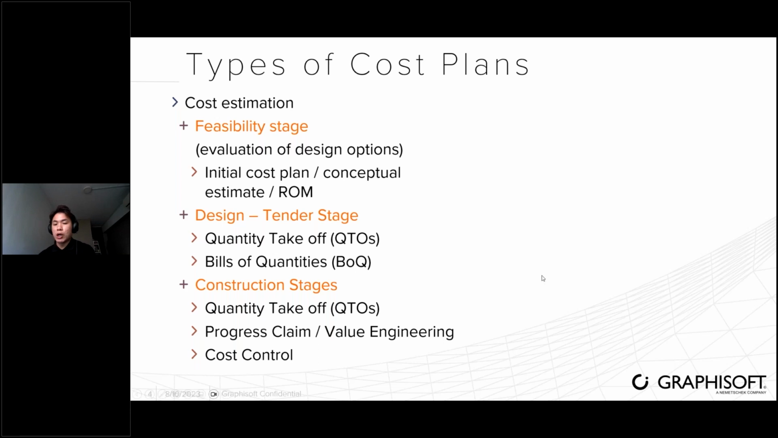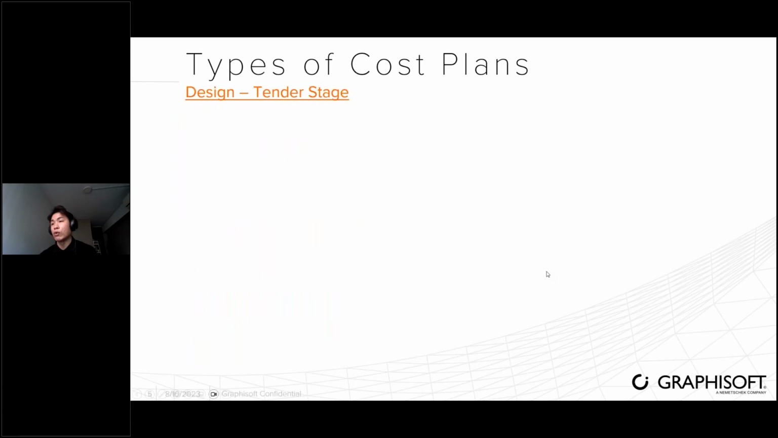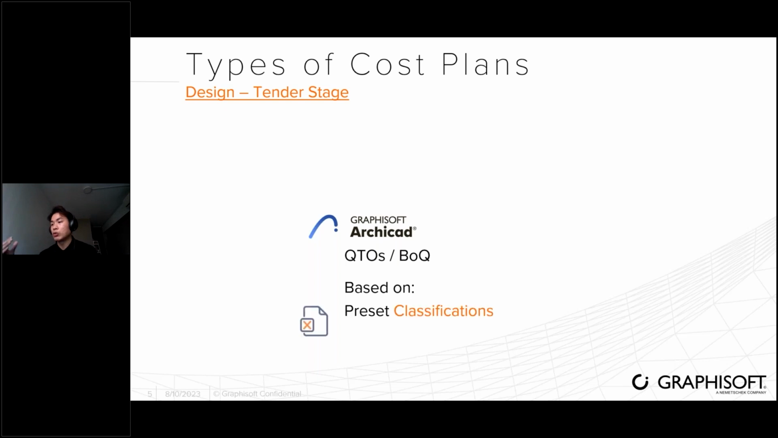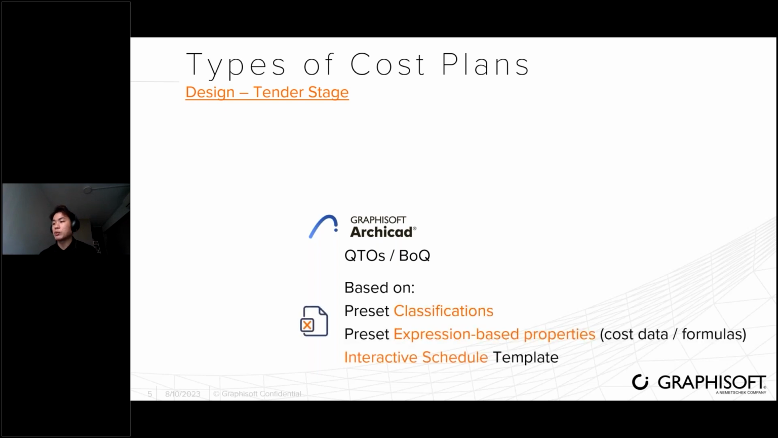Now I'll be showing you the workflow overview of using Archicad to achieve costing in these two stages. As I mentioned earlier, during design stage, you will need to prepare QTO and BOQ. I believe most of you already know this. Within Archicad, you can use the preset classification, preset expression-based properties for the cost data or formulas, and also interactive schedule templates that are developed by us. If you need all these presets and templates, we can provide them to you as well for your project.